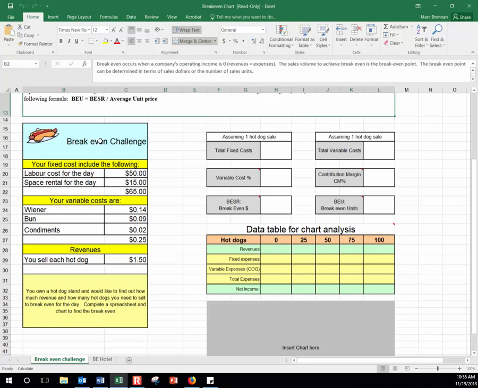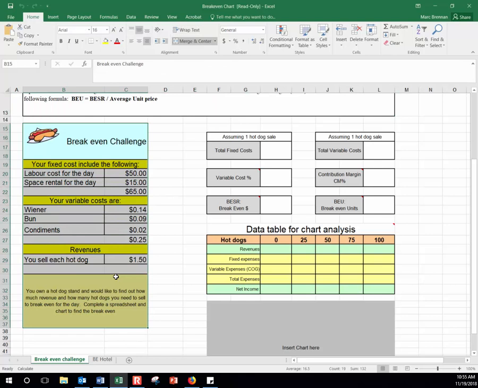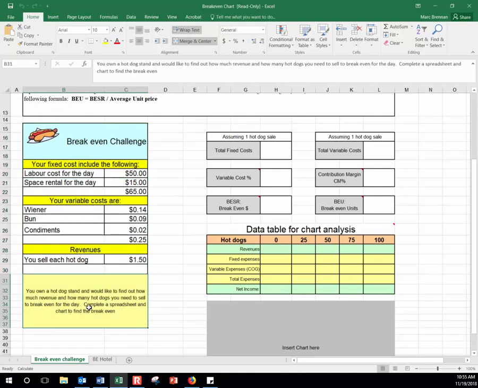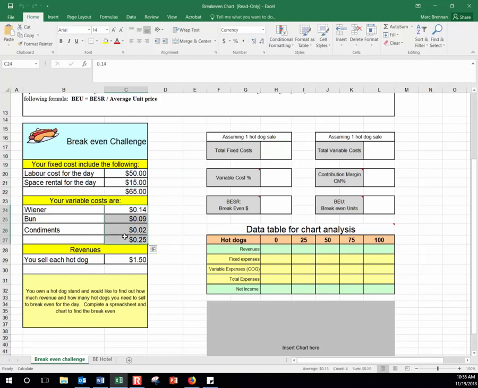Okay? So this first example is just using hot dogs. So you own a hot dog cart stand and would like to find out how much revenue and how many hot dogs you need to sell to break even for the day. So we're going to complete a spreadsheet and chart to find the break-even point. Okay? So these are all of our costs. These are our fixed costs. So whether I sell 0 or 1,000,000 hot dogs, this is how much I owe in fixed costs. And then these are variable costs. So it's basically just my hot dog costs, because every time I sell one, I'm going to have more cost for the hot dog. And then that's the revenue I get for every hot dog.